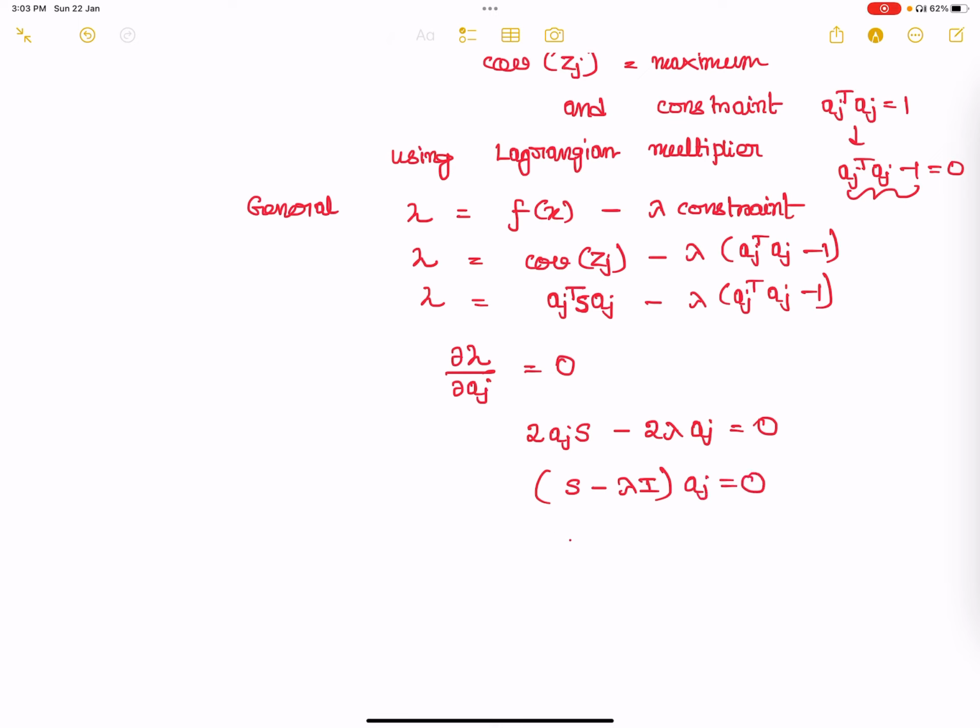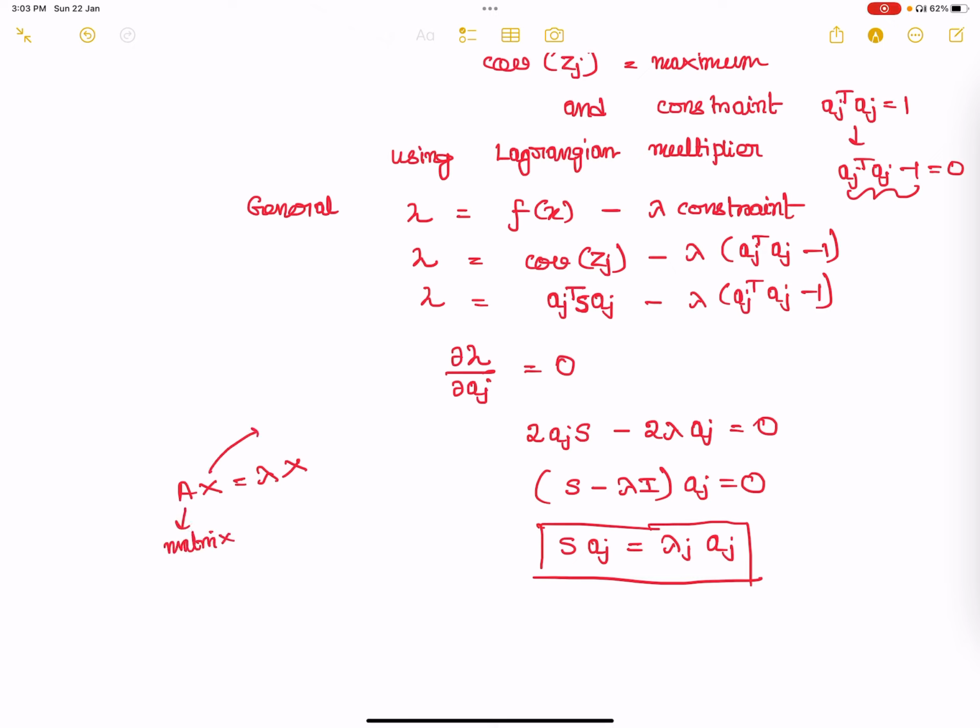And this gives a very interesting expression which we generally use in matrix algebra. It's the eigenvalues and eigenvectors. It is quite similar to what we follow, that A X is equal to lambda X, where A is some matrix, in this case the covariance matrix. These are the X, the eigenvectors, and these lambda are the eigenvalues.